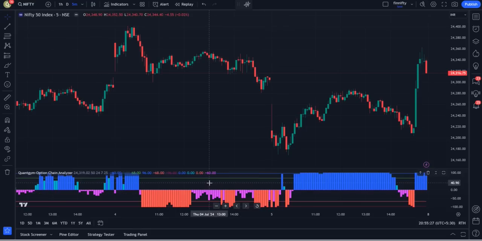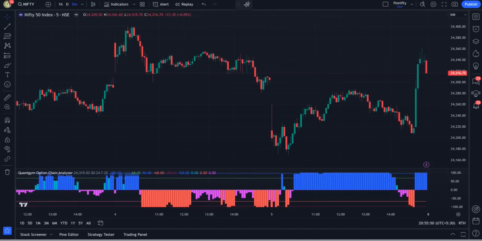So this gives you a probabilistic assumption of what the chain is actually telling you. Rather than analyzing the whole chain, looking at IVs, OIs, change in OIs, strikes, everything is taken into account by this algorithm, and it gives you a bullish or bearish view. Simply speaking, if it is deeply blue, it's bullish. If it is deeply red, it's bearish.